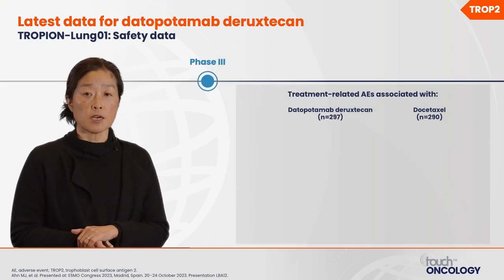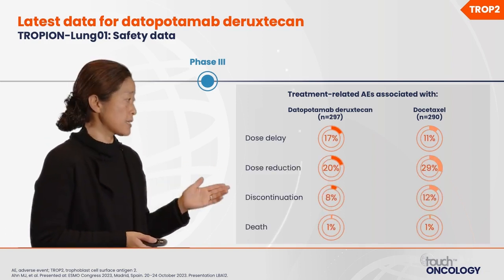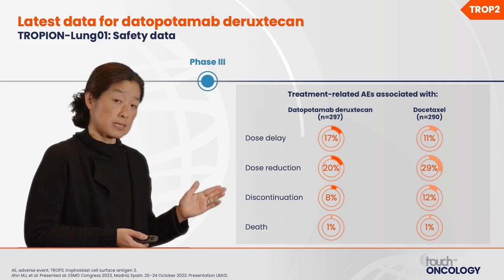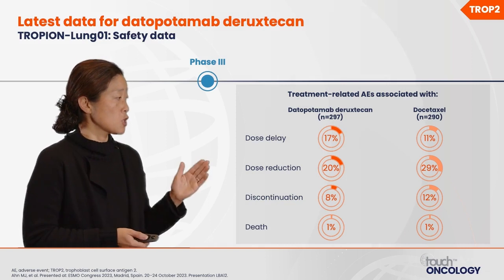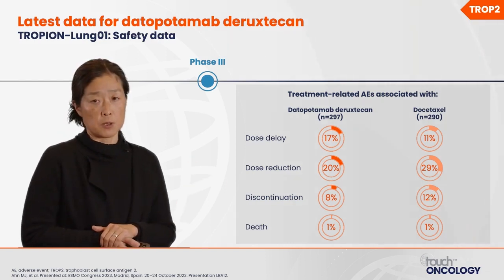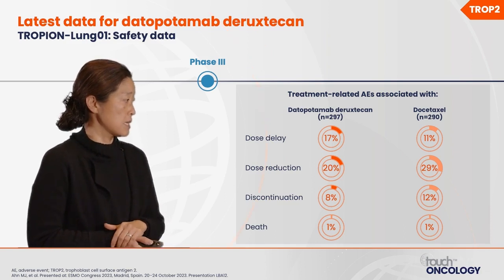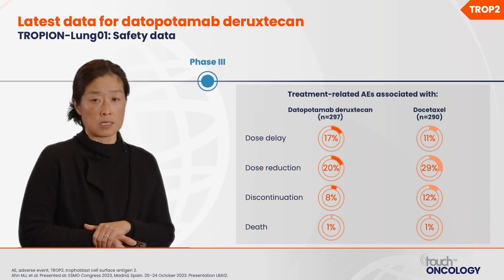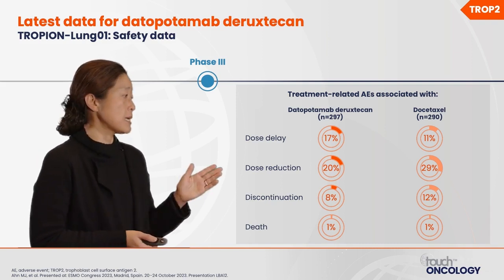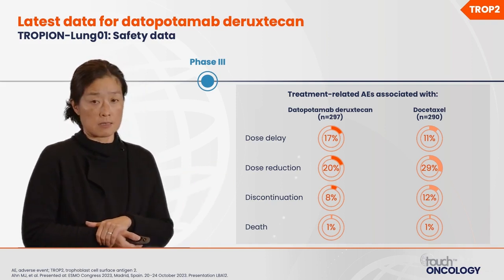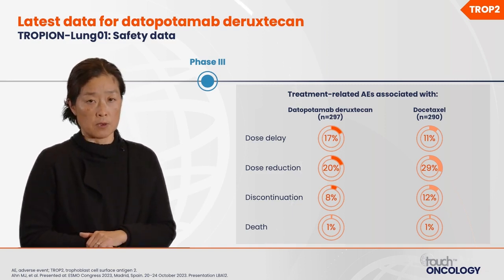In terms of dose delays, reductions, interruptions with these drugs, we can see that with datopotamab deruxtecan, there was a 17% rate of dose delay, 11% with docetaxel. 20% of patients receiving datopotamab deruxtecan had a dose reduction, compared to 29% with docetaxel. 8% of patients on the Dato-DXd arm had discontinuation of the study drug due to a treatment-related AE, as compared to 12% on the docetaxel arm. And the rates of death due to treatment-related AEs was low in both arms.